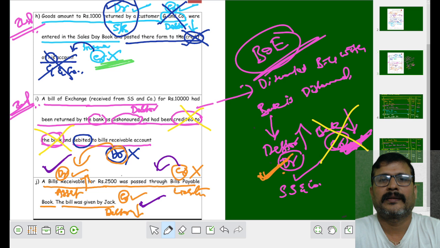Now tell me, what is the entry? BR account is to be debited. BP account, it is a wrong credit, so it comes on the debit side. So BP account is also to be debited. Jack is to be credited as usual. Now the entry is: bills receivable account debit, bills payable account debit to Jack's account.